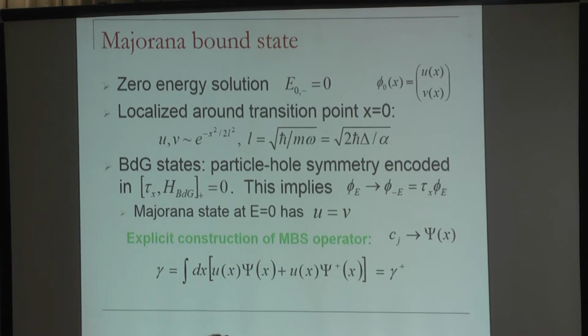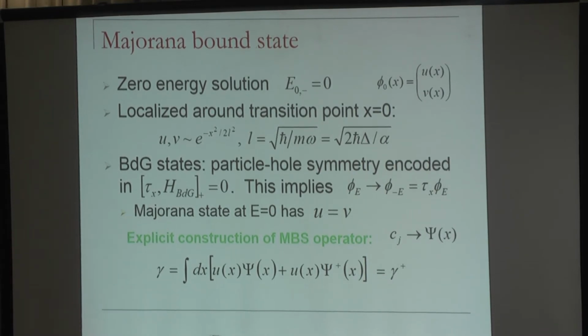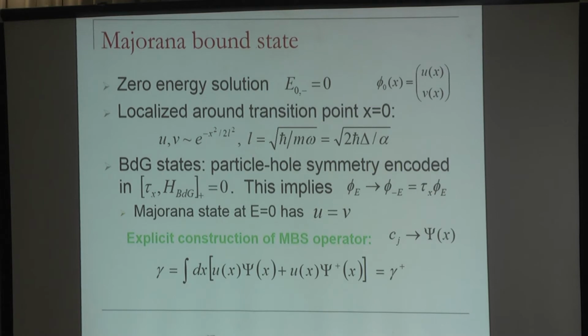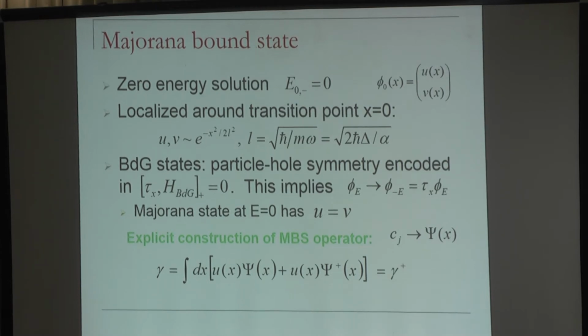Alpha, I remind you, is the slope of this chemical potential as we go through the transition. So we see this is a mode that is localized around x equal to 0 on a length scale set by this oscillator, and that basically tells you that the steeper you make this transition, so if this mu of x is very steep, then also the Majorana state will shrink. If it's a very small, smooth transition, of course it will be bigger in size.